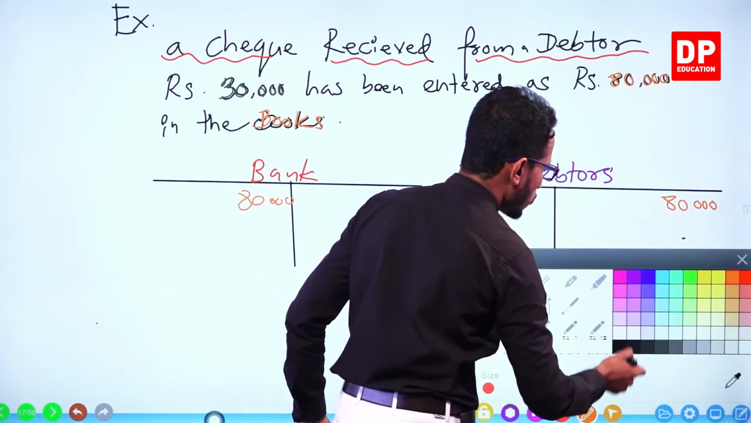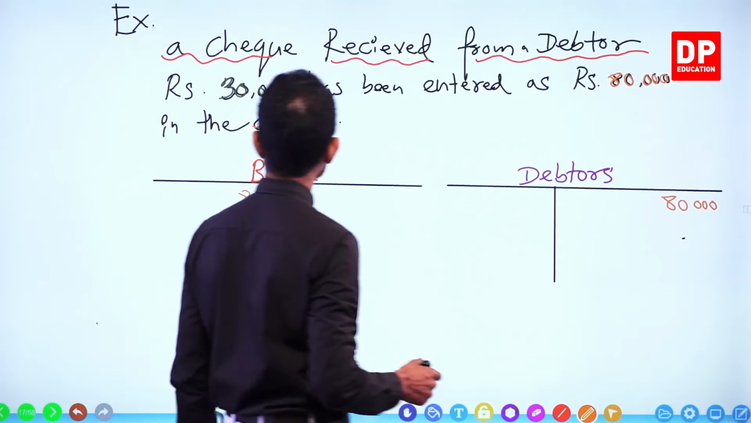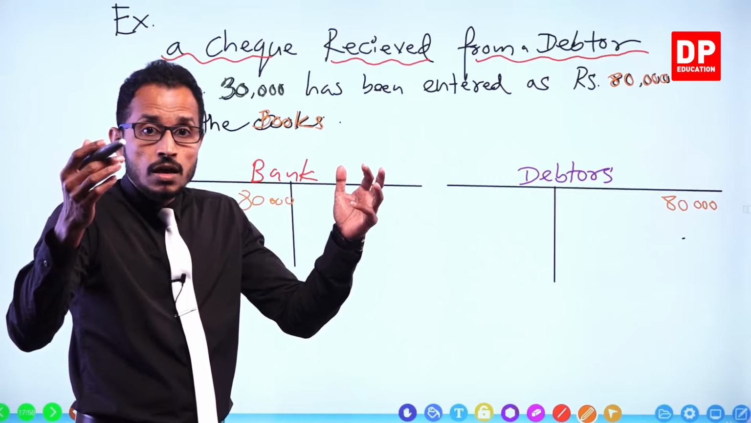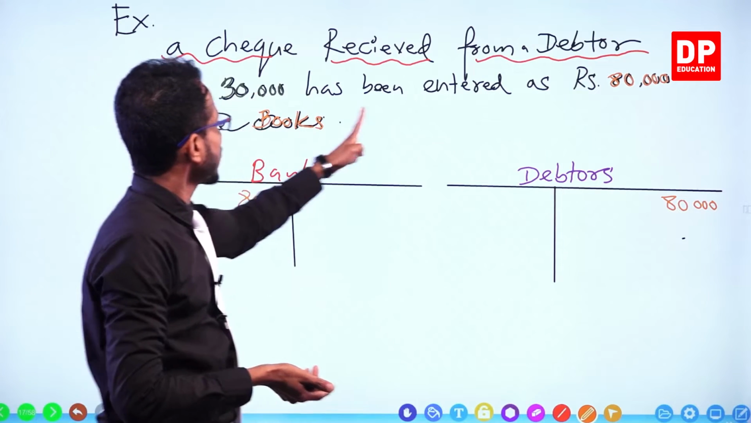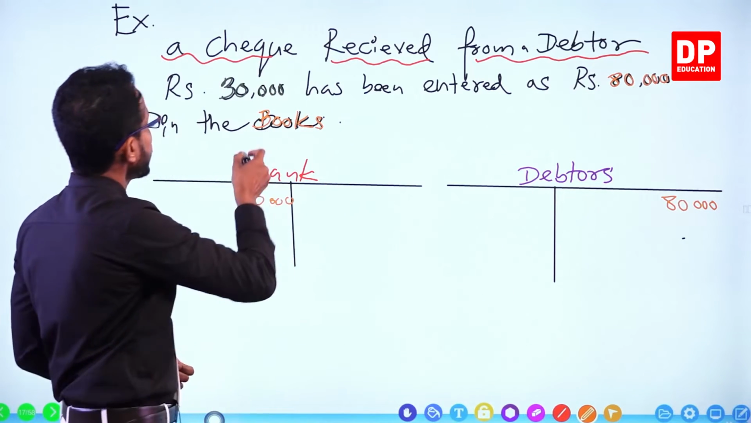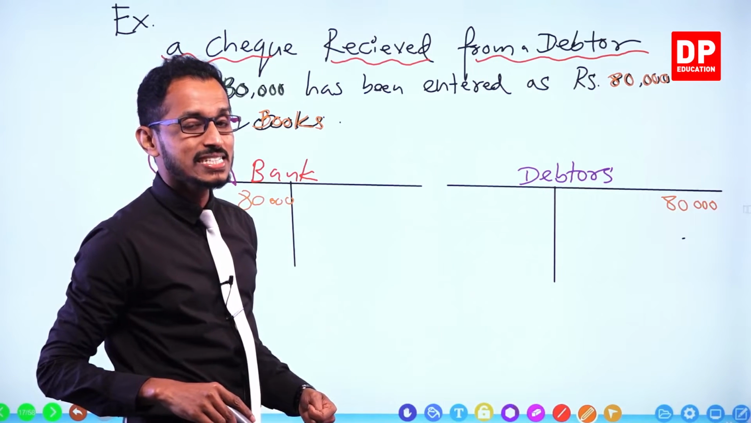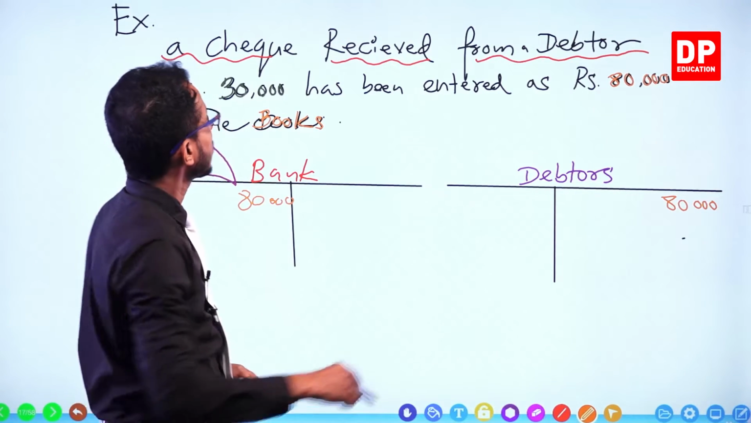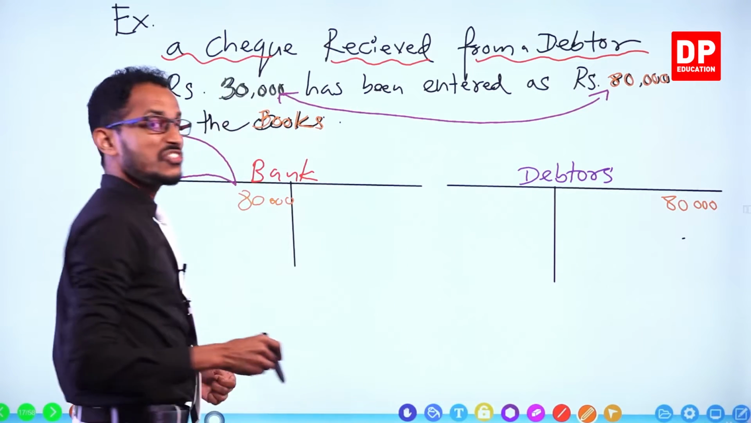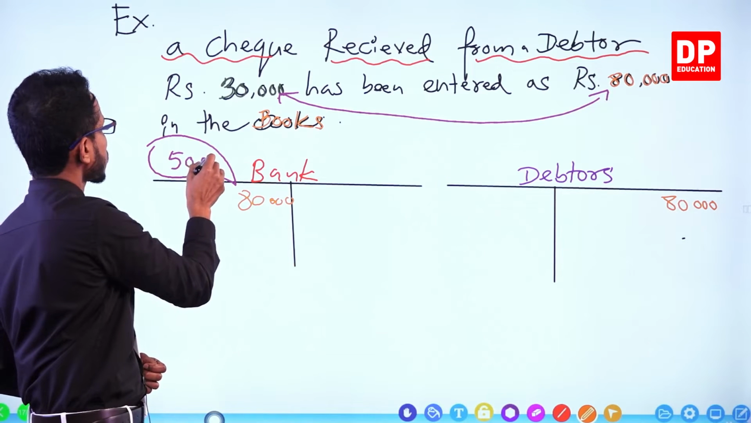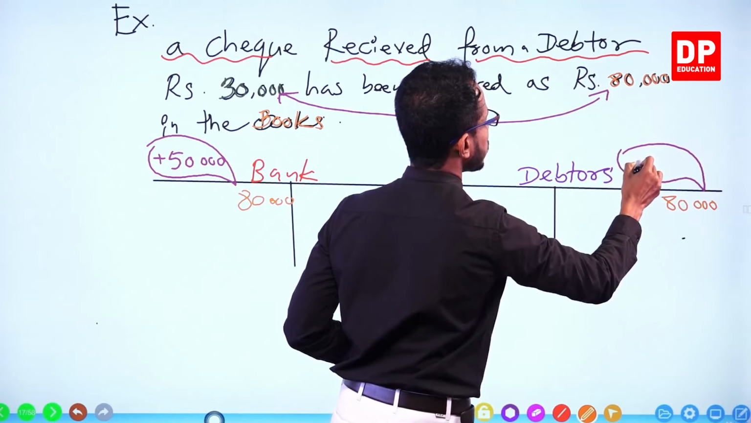How much of a shortage is there? There's no shortage. There's an excess. 30,000 should be entered, no? But has been entered as 80,000. So in the bank account also, how much excess is entered? The difference between 30 and 80, 50,000 is excess. In the debtor's account also, 50,000 is excess.